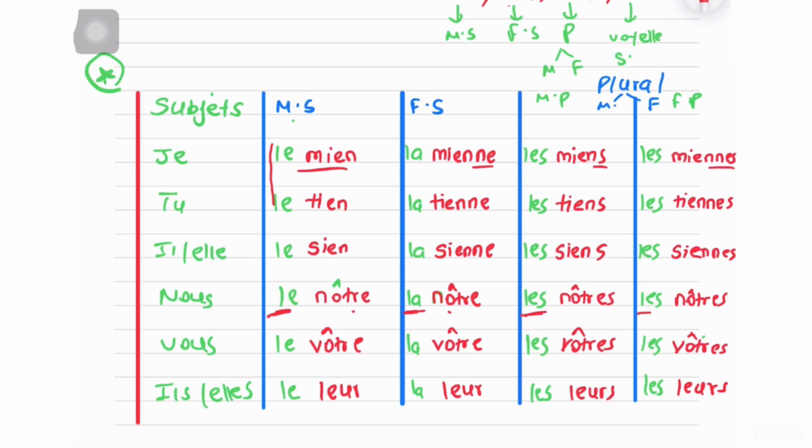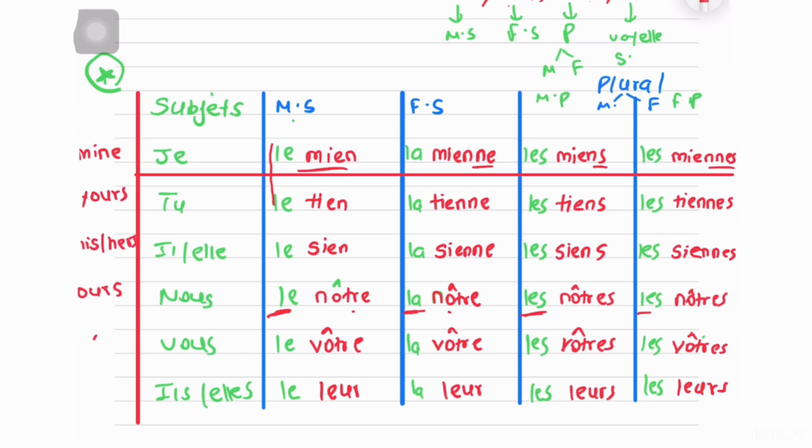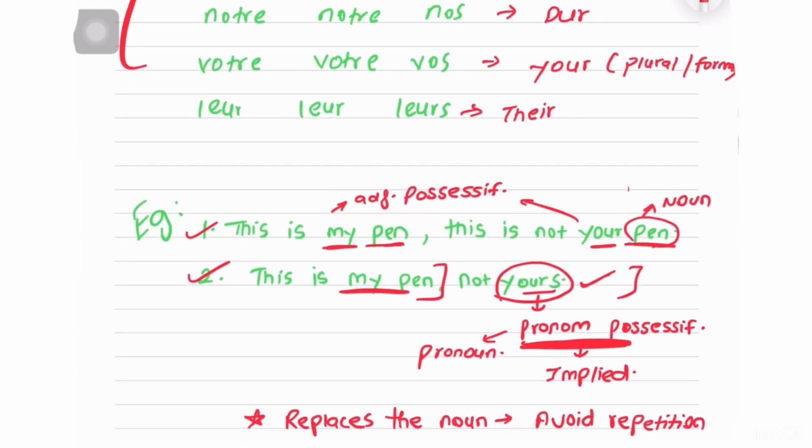Finally, if the table is clear to you, you need to learn it because it will be extremely important in the paper. The meanings: obviously this one means mine. All four of them in this row will mean mine. Same way, all four are going to mean yours, his or hers, ours, yours, and finally theirs. Now the example that we understood in English, we're going to take it in French and we'll see how adjective possessive is done and how pronom possessive is done.